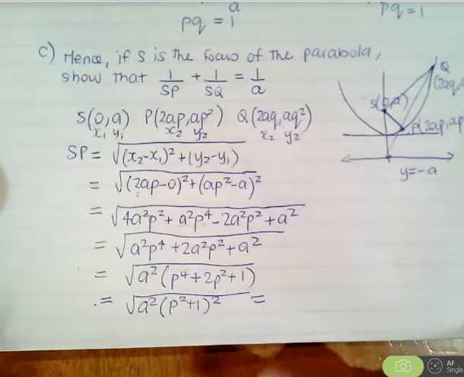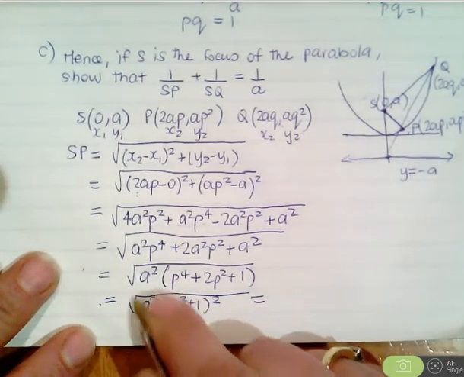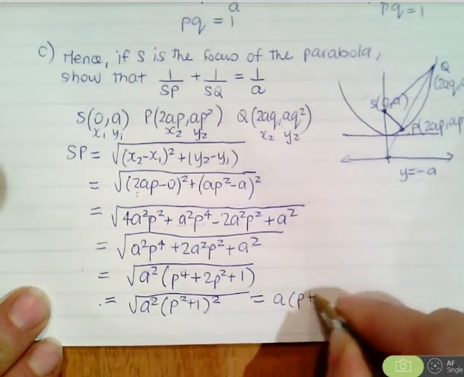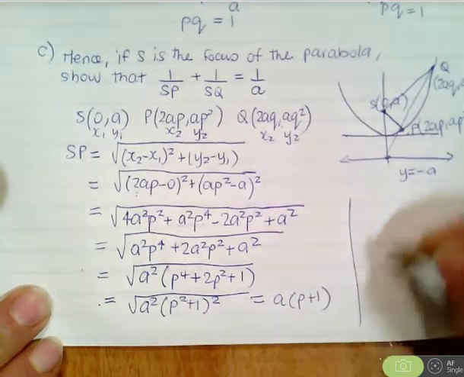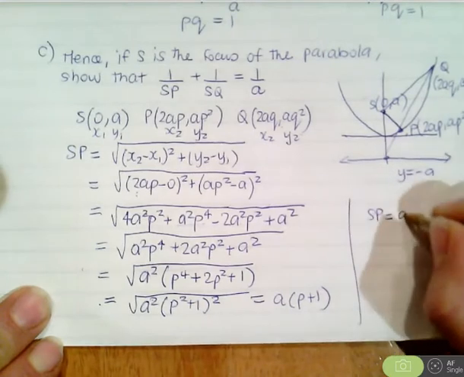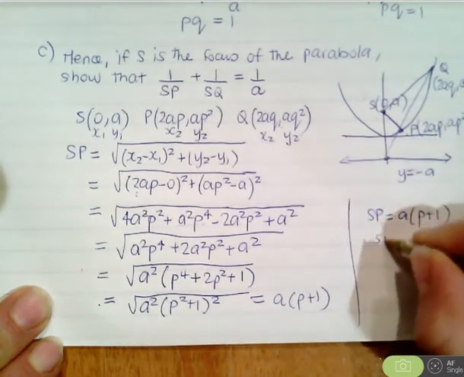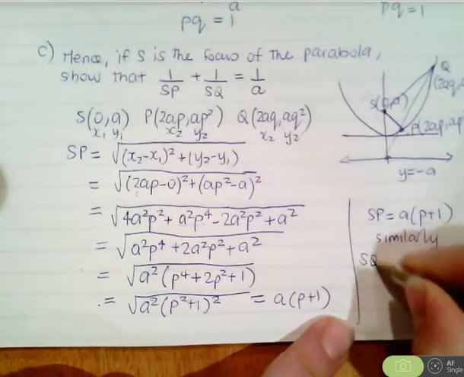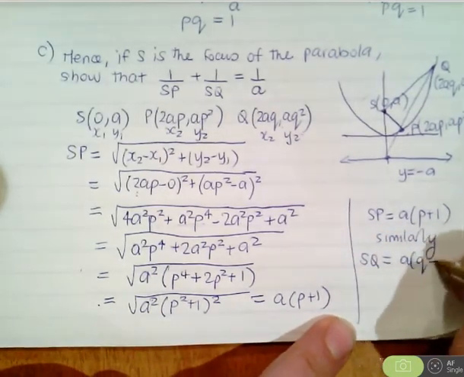Now, the square root of that would be the square root of A squared times the square root of this squared bracket. You would get A bracket P plus 1. So therefore, we've got that SP is A bracket P plus 1. Then you just write, similarly, you don't do it all over again. You would get that SQ is A bracket Q plus 1.